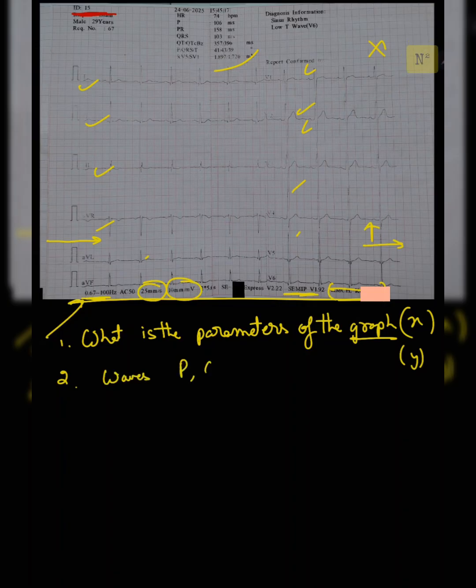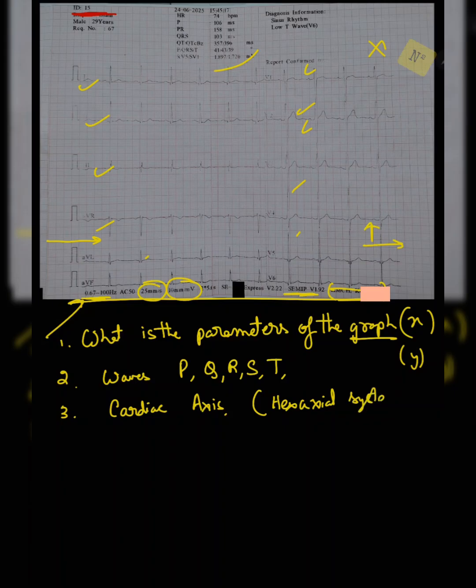Okay, that is the P wave. What is a Q wave, what is an R wave, what is an S wave, what is a T wave. Then third, we also have to know how to calculate the cardiac axis. For that we have to know about the hexaxial system of calculation. We are going to learn about all those things one by one.